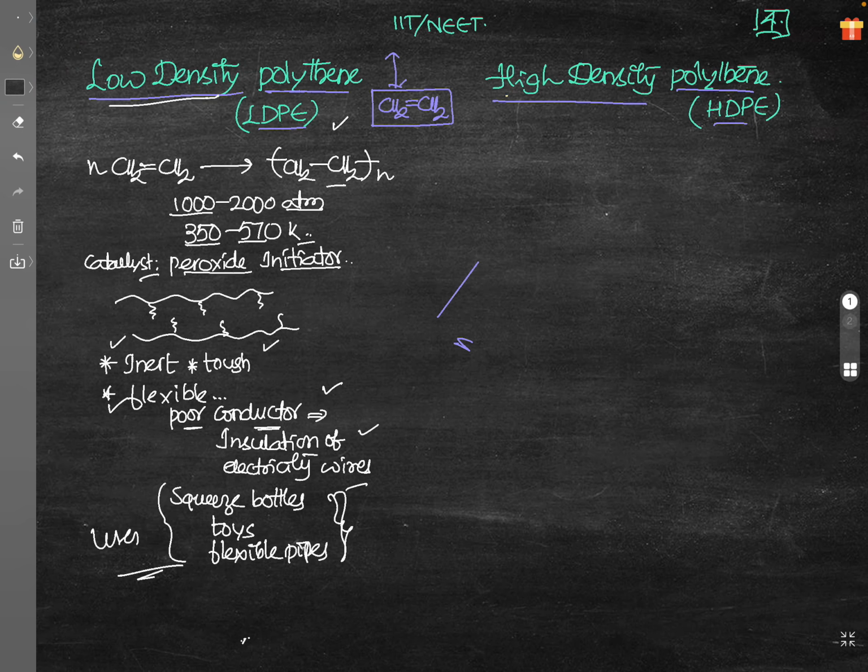Coming to high density polythene. What are the important lines of high density polythene? It is formed when addition polymerization of ethene takes place in a hydrocarbon solvent. Hydrocarbon solvent means like higher alkanes. And catalyst here is Ziegler-Natta catalyst. What is Ziegler-Natta catalyst? It is titanium tetrachloride, TiCl4.